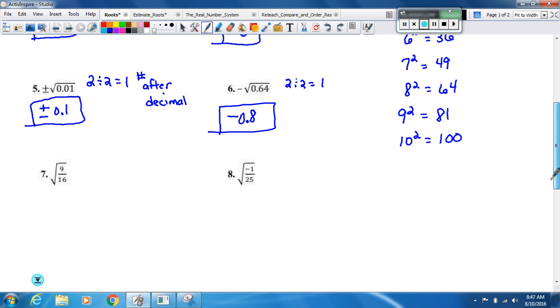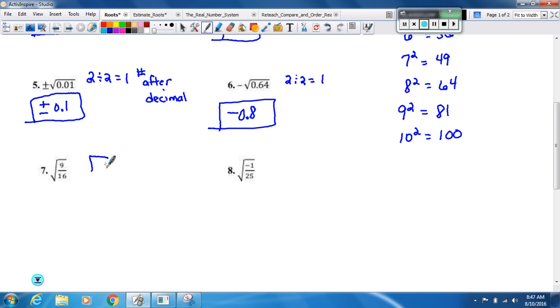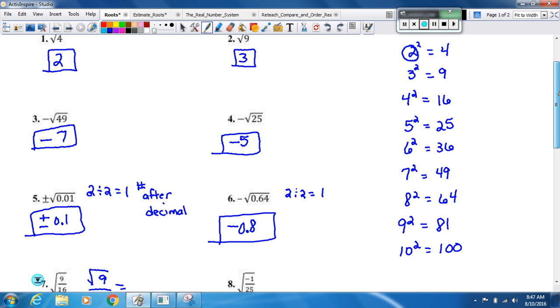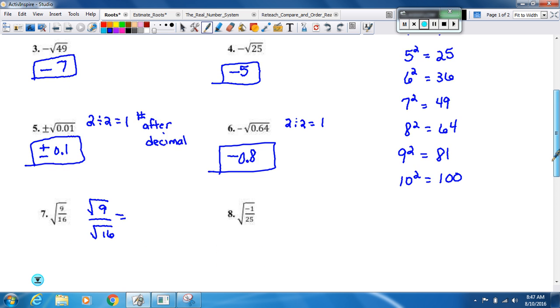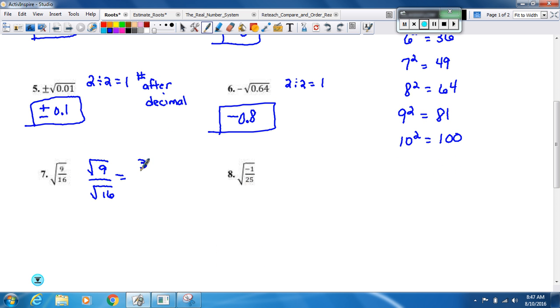This next one, you have to split them apart as the square root of 9 over the square root of 16, and then handle the top and bottom separately. So the square root of 9 is 3, and the square root of 16 is 4. So 3 over 4 is the answer to that one.